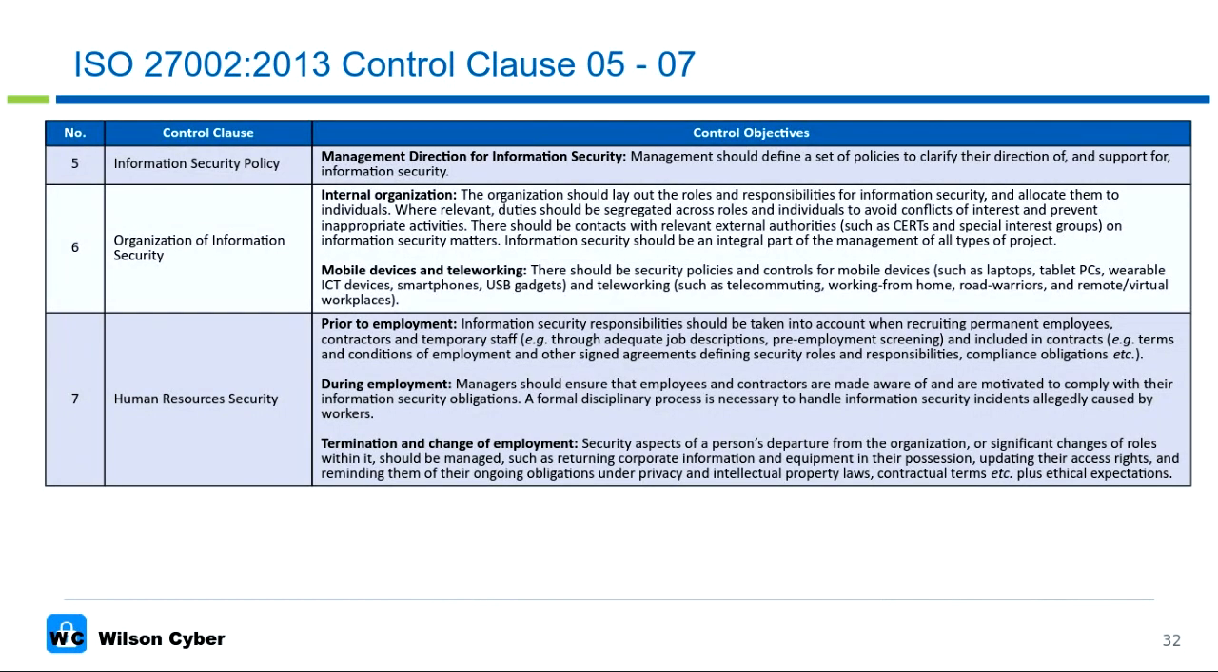The second control objective under organization of information security is mobile devices and teleworking. There should be security policies and controls for mobile devices such as laptops, tablets, wearable devices, smartphones, USB gadgets, and teleworking such as telecommuting, working from home, road warrior, remote virtual workplaces. The next control clause is 7, human resources security. Here we have 3 different control objectives.